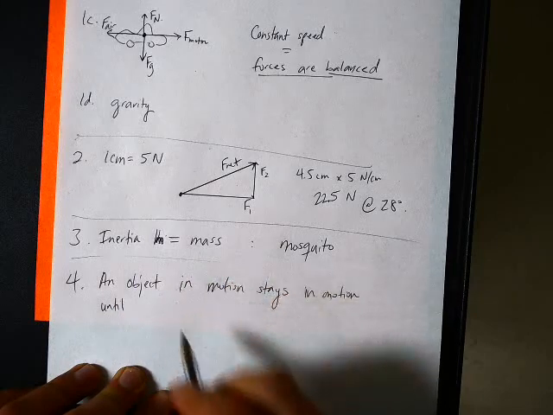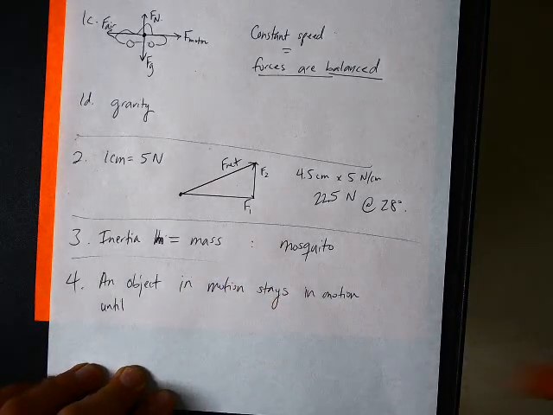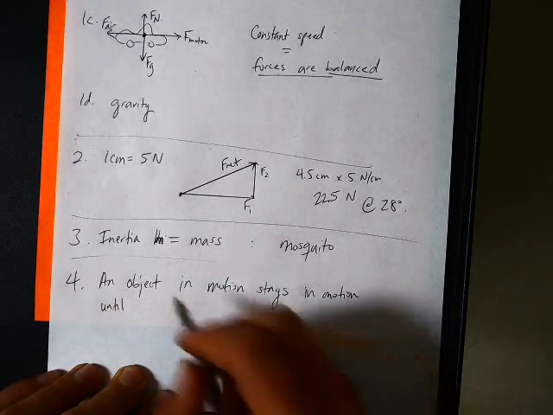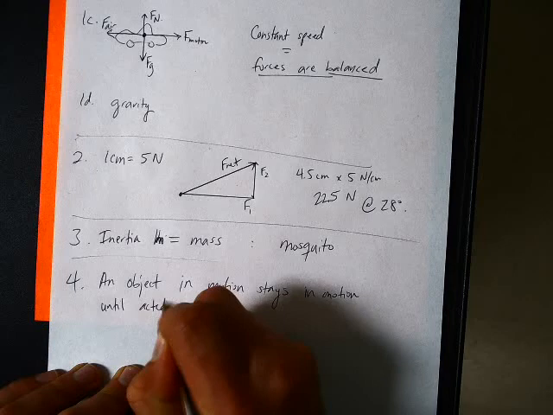So that rocket will keep on going indefinitely until it hits a planet, hits an asteroid, or it can find more fuel to blow in the opposite direction or whatnot. So it stays in motion until acted upon by a force.